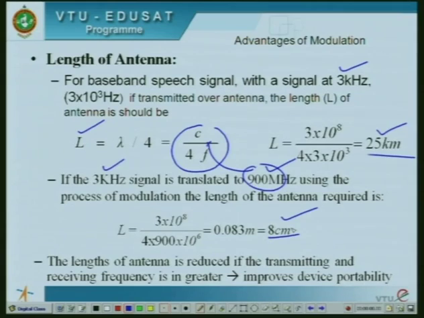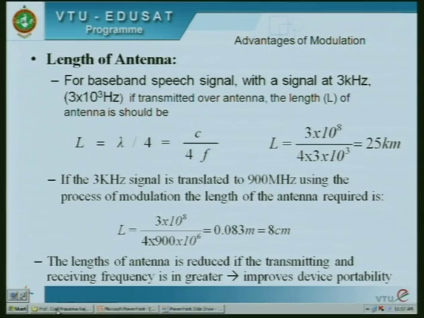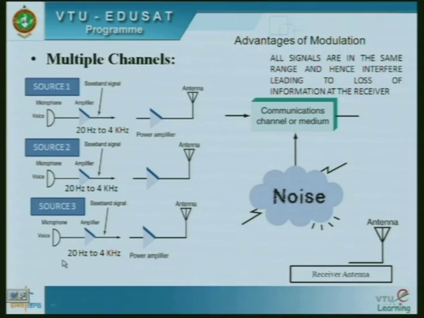So the advantage of modulation is that you are able to reduce the length of the antenna. The length of the antenna is reduced if the transmitting and receiving frequencies are greater. So this improves the portability of a device. That is the first advantage of performing modulation. Now the second advantage of performing modulation is multiple channels. We will discuss this aspect in my next session.